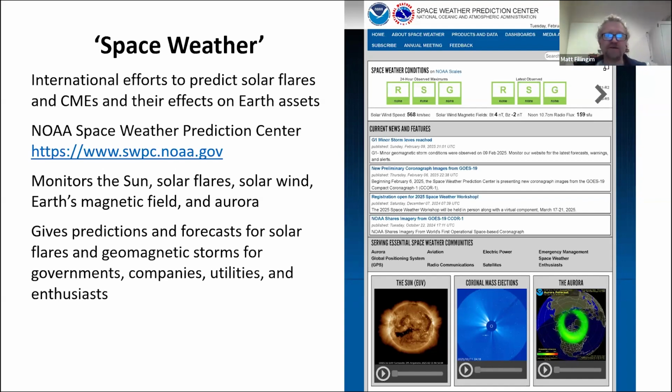And so in the U.S. we have NOAA, which usually predicts our weather, but they also have a Space Weather Prediction Center. This is just a snapshot of their website. They monitor the sun and solar flares and solar wind and coronal mass ejections and Earth's magnetic field and the aurora, and try to monitor all those, and then predict and give forecasts for solar flares and geomagnetic storms, which are used by governments and power companies and utilities and satellite operators and even people who just want to watch it for fun, that are interested in space weather.